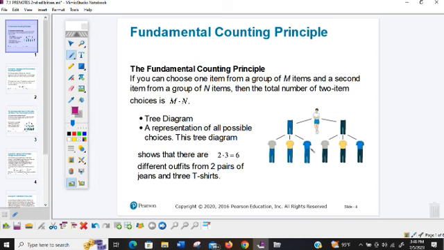This is a tree diagram. Okay, there are two different pair of pants, blue and black. And there are three different colors of shirts, gray, yellow, and blue. And you want to know how many outfits you have. Well, you say, how many pair of pants do I have? 2. How many shirts do I have? 3. That means 2 times 3 is 6. And I'm going to have 6 different combinations of pants and shirts to wear. And this is an example of that.